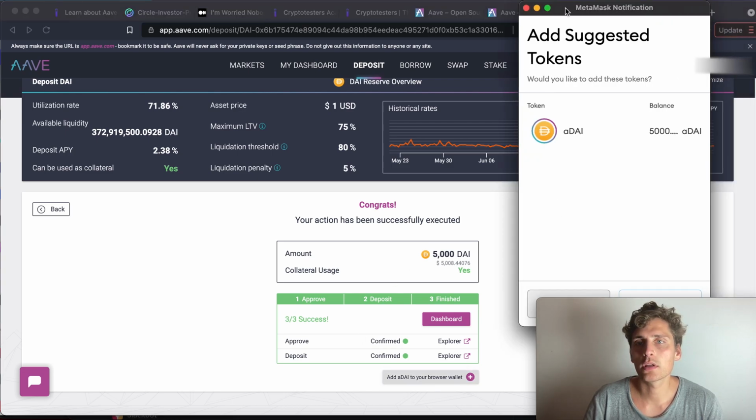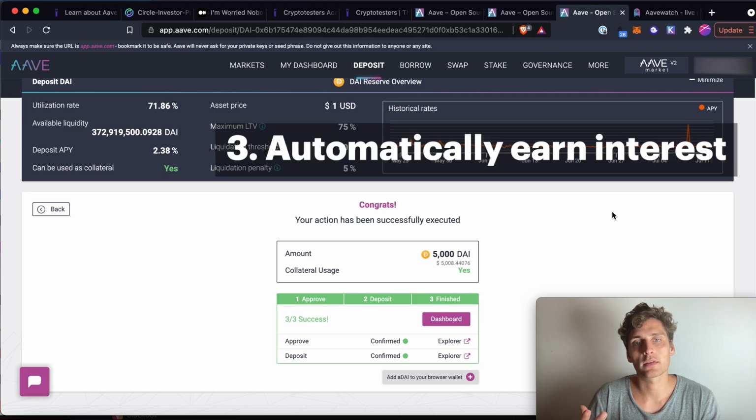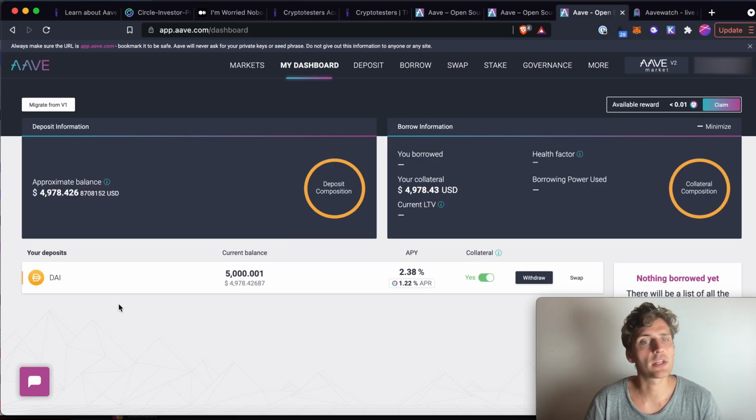See this token here? I can add it to my wallet. And the aDAI balance increases in your wallet, essentially. So the token automatically increases in size to reflect the interest that you earn. You can also head to the dashboard to look at your 5,000 DAI, $5,000. You can see it grow, basically.